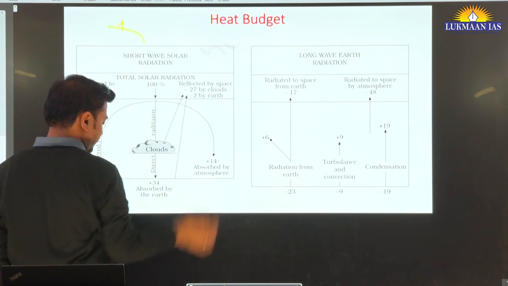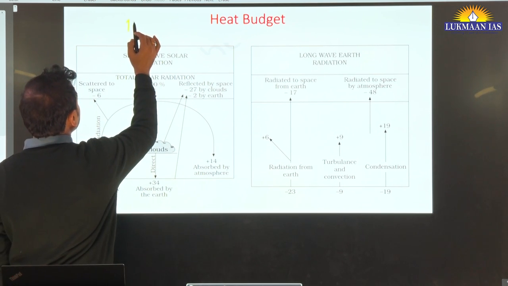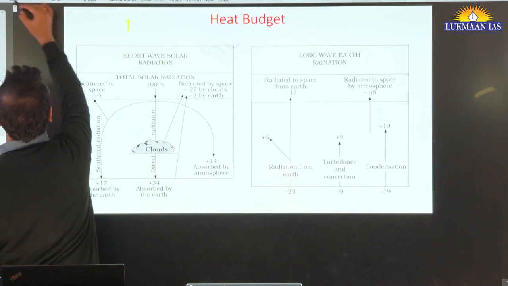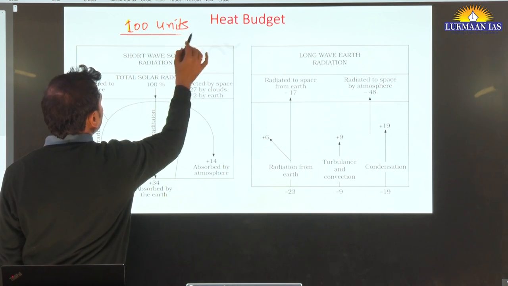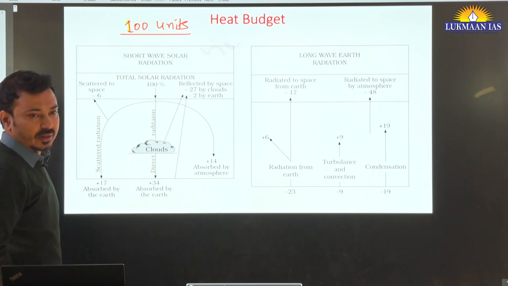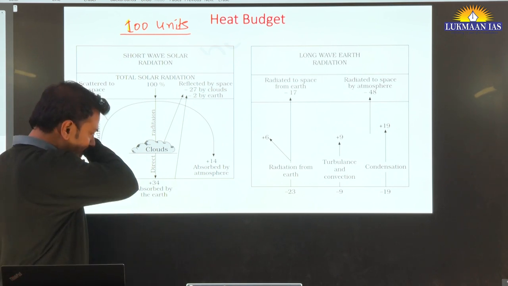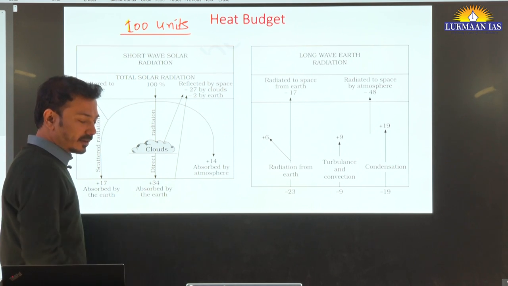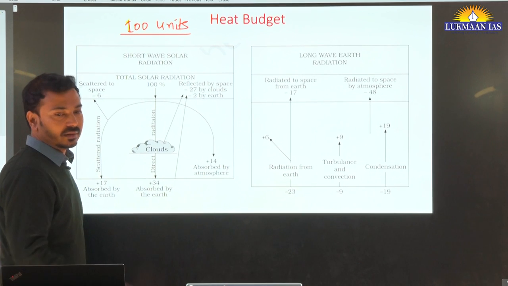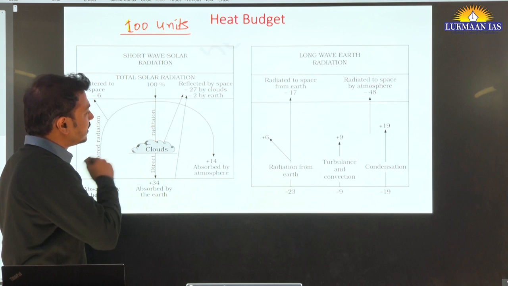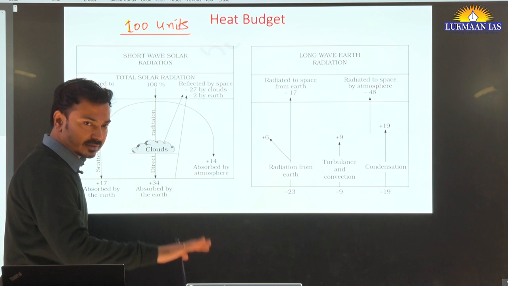100 units are received through incoming solar radiation. Let's assume 100 units, which we take as 100%, incoming solar radiation. Now, out of these 100 units, some of it is absorbed by the atmosphere, some of it is reflected by the cloud surface, some of it is reflected by the ice on the earth surface. All these things happen. And thereafter, the remaining is absorbed by the earth surface.